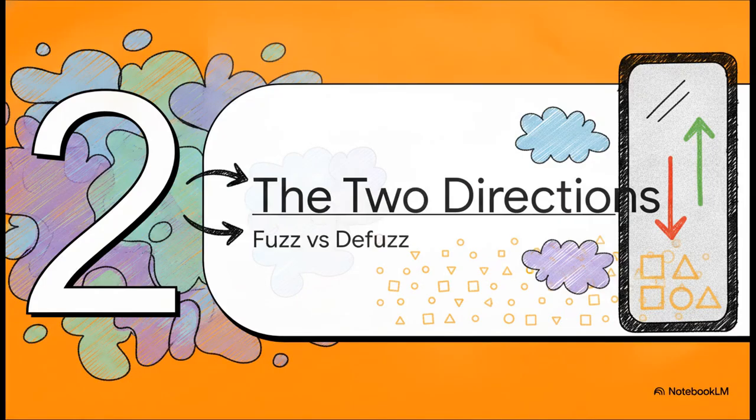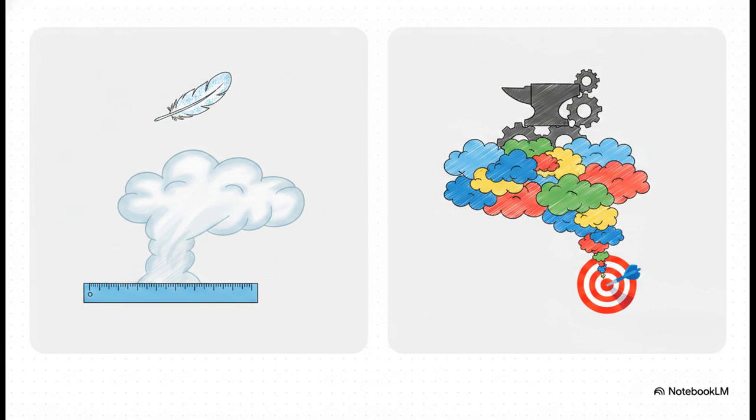Moving on to Section 2, the two directions, fuzzification versus defuzzification. Now, there's a really interesting imbalance of effort in these systems. At the very start, you have fuzzification. That takes precise data, say exactly 72 degrees Fahrenheit, and converts it into an imprecise category, like warm. And honestly, that's computationally super easy. It just relies on basic if-then rules.